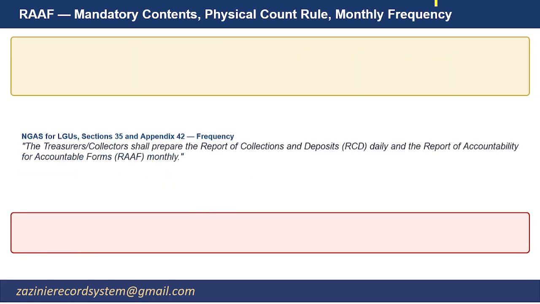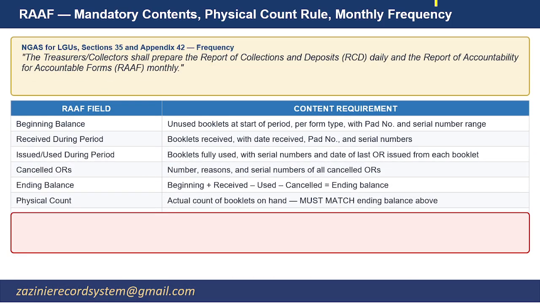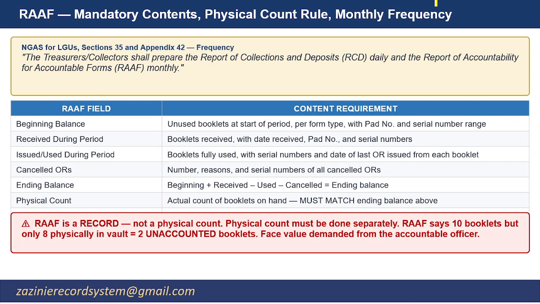Special attention on the report on accountability for accountable forms, a report that trips up even experienced treasurers. It is prepared monthly. Beginning balance plus forms received minus forms used or issued minus forms cancelled equals the ending balance. But this report is fundamentally a record. It is not, by itself, equivalent to a physical count. The physical count of booklets must be performed separately, and must match the ending balance shown on the report.